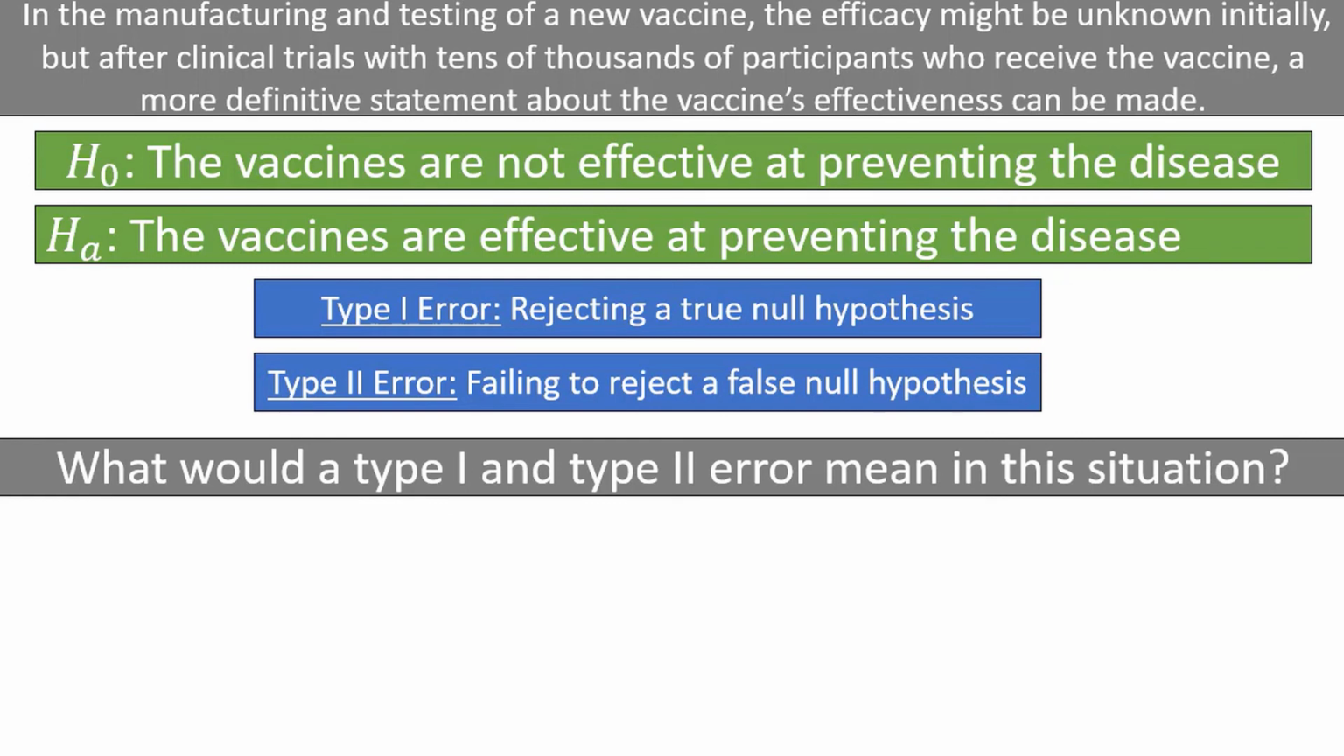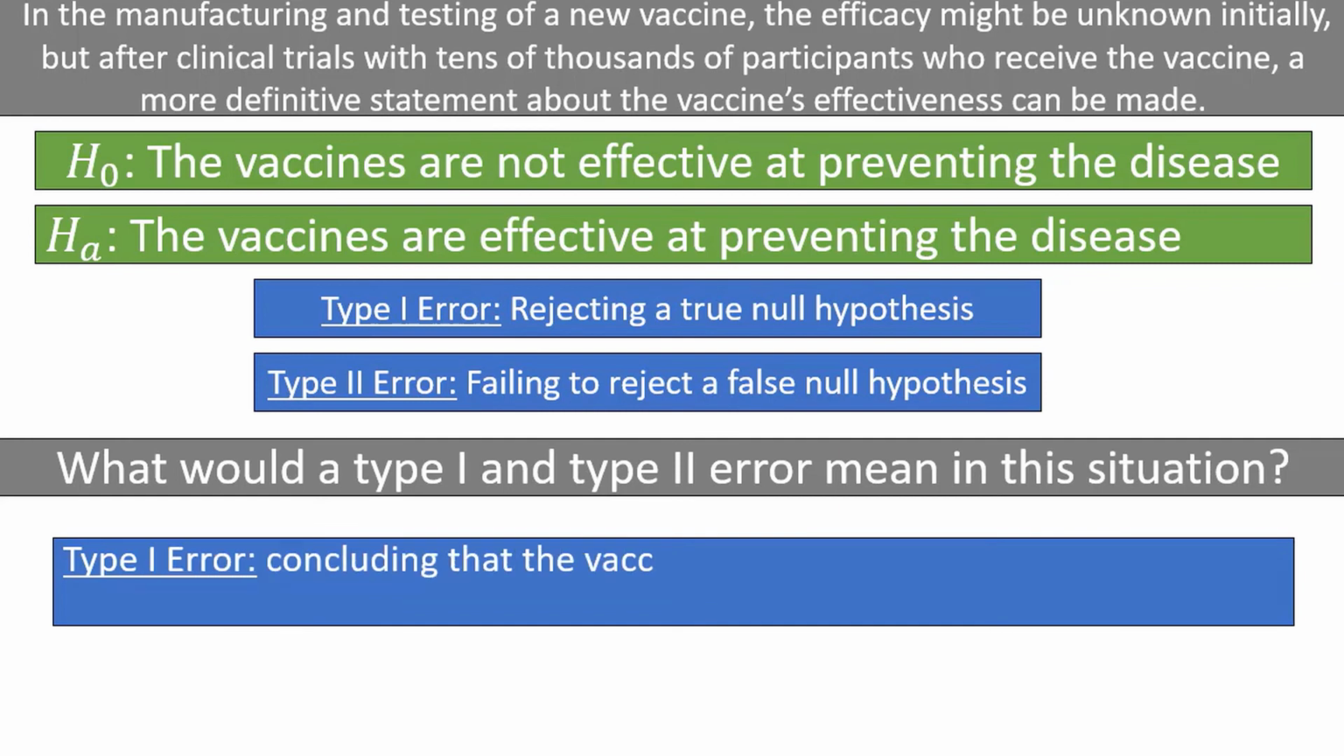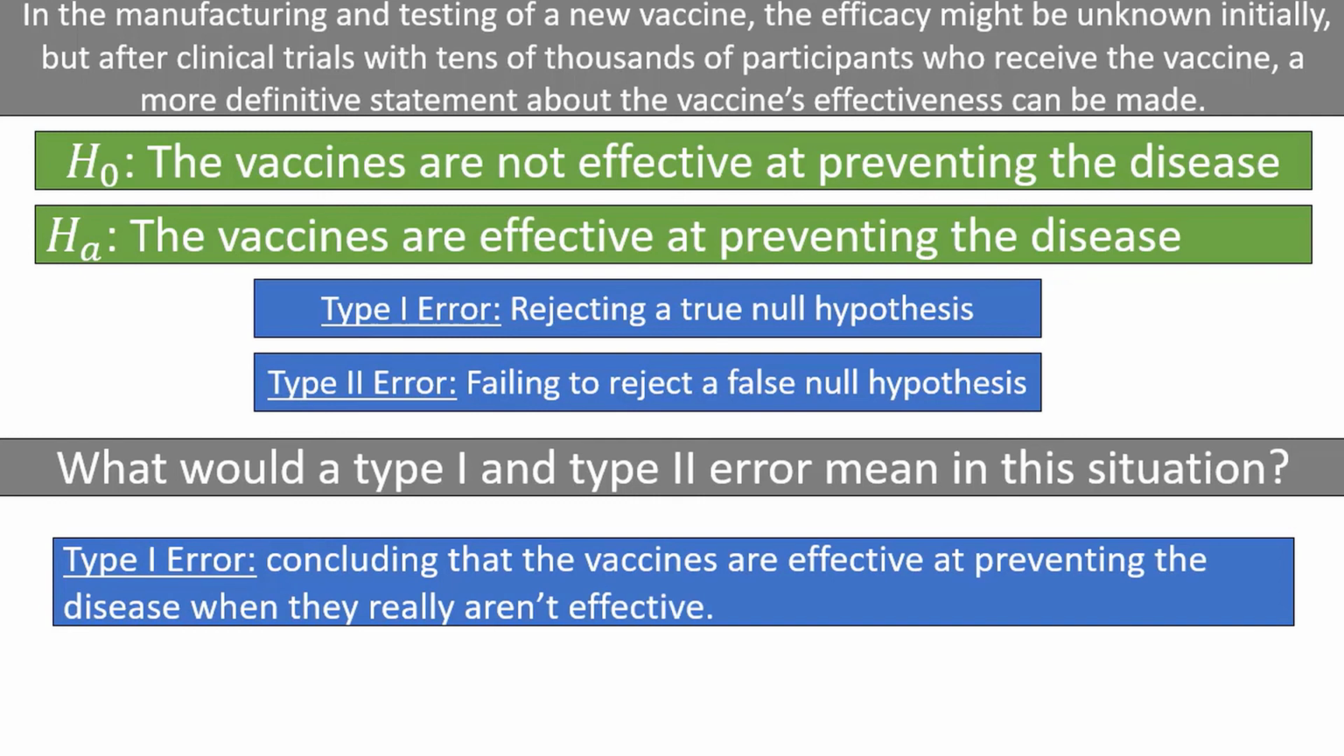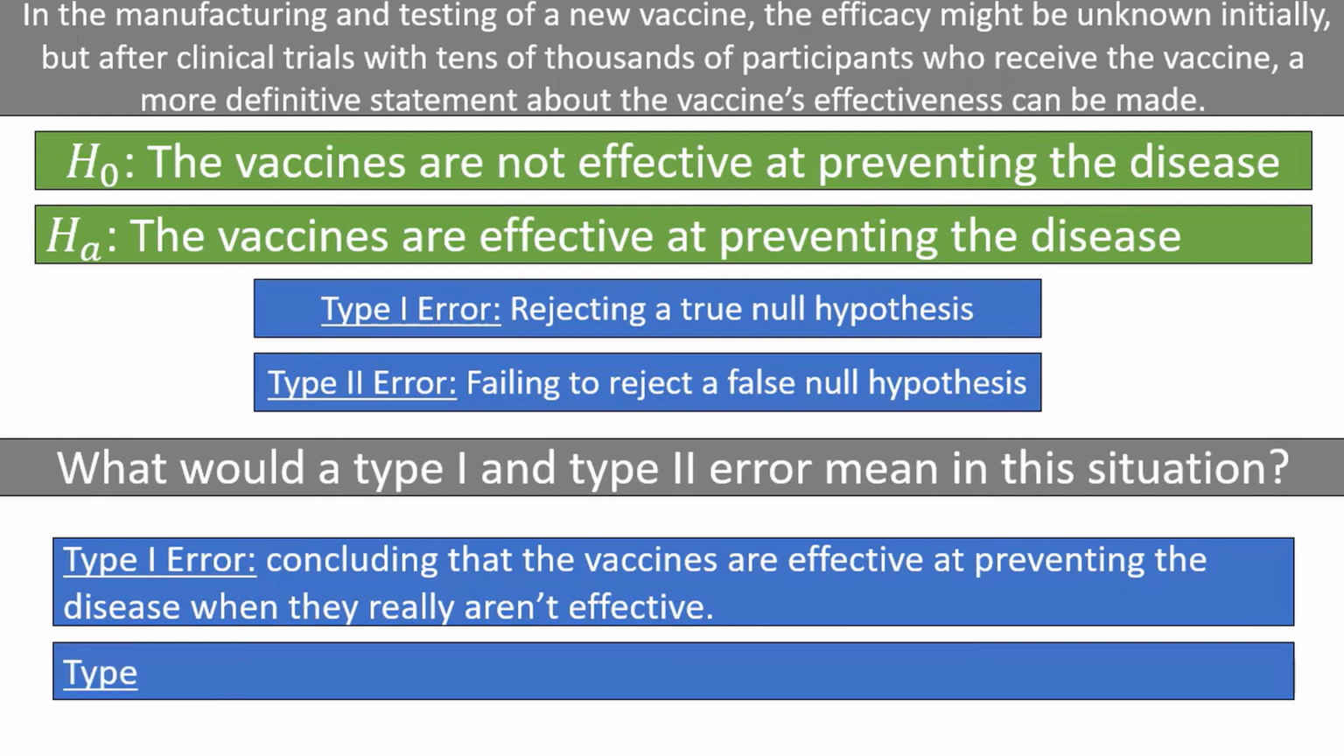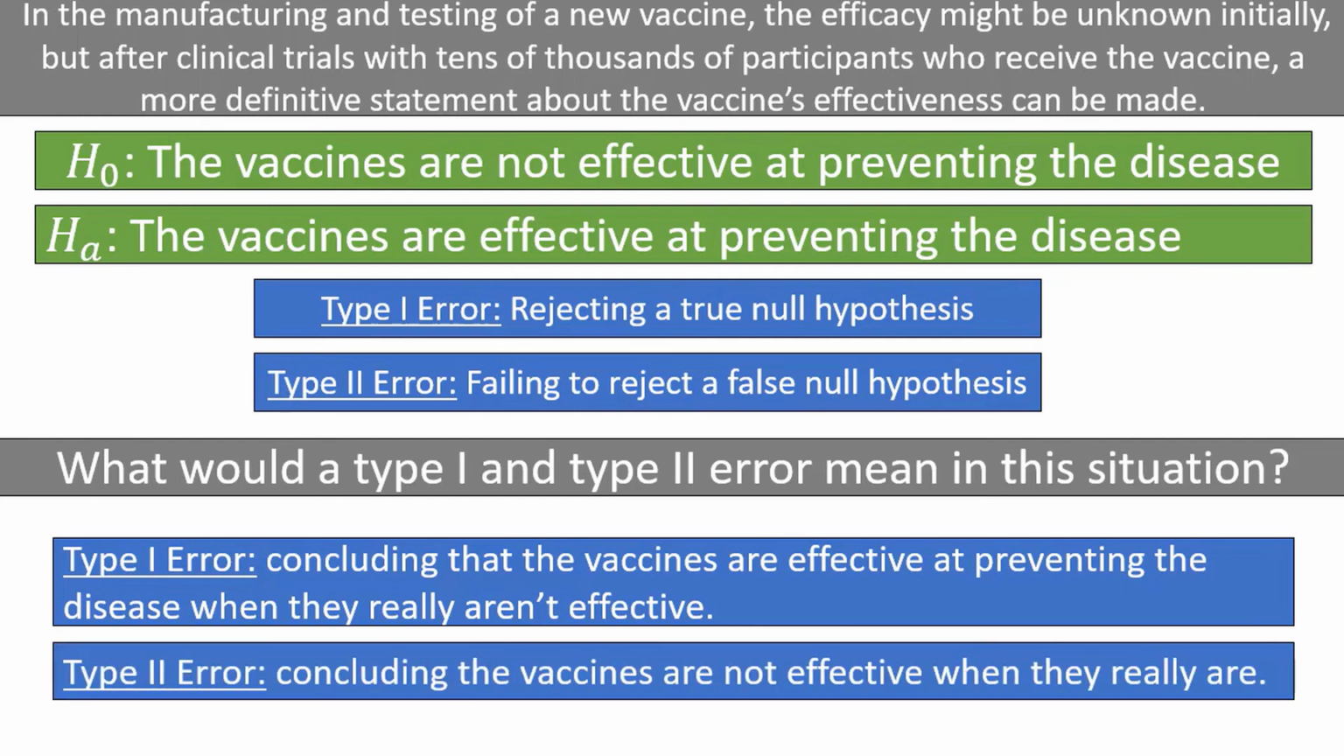A type 1 error means rejecting a true null hypothesis. This would mean concluding that the vaccines are effective at preventing the disease when they really aren't effective. A type 2 error would mean failing to reject a false null hypothesis. This would mean concluding that the vaccines are not effective when they really are effective.